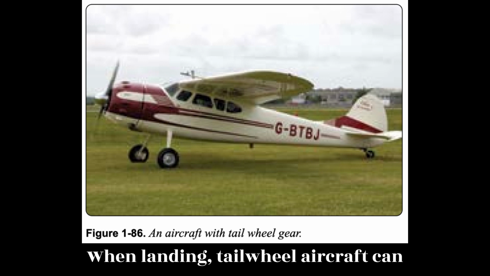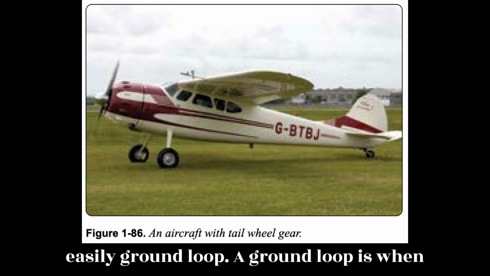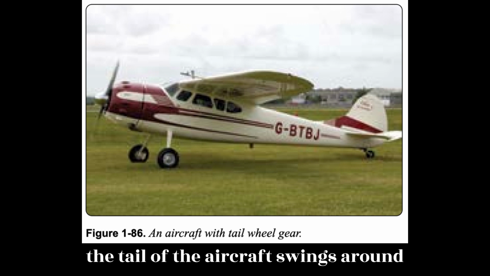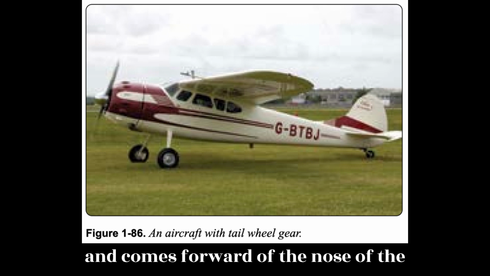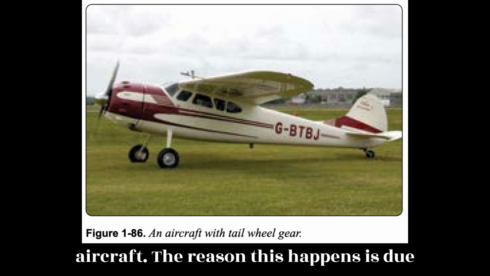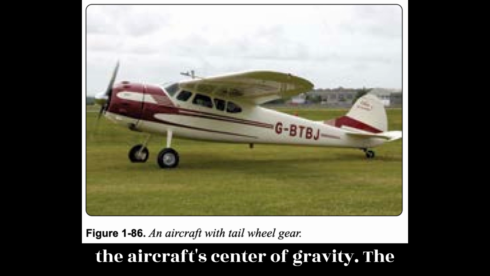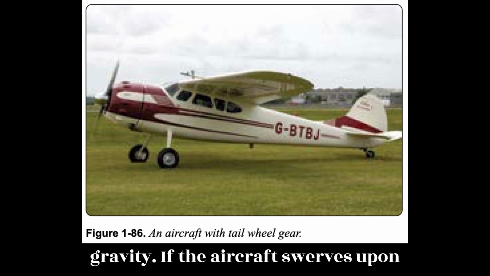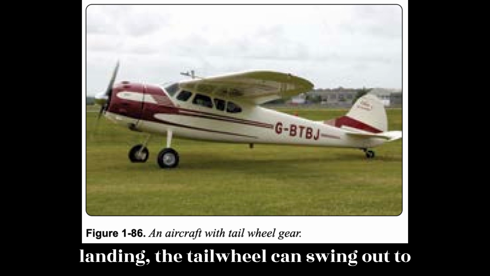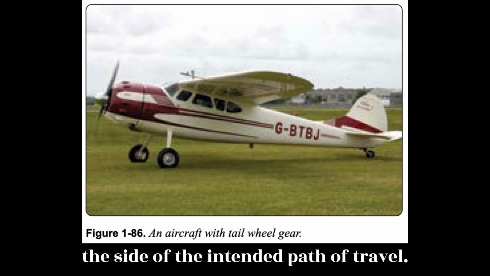When landing, tail wheel aircraft can easily ground loop. A ground loop is when the tail of the aircraft swings around and comes forward of the nose of the aircraft. The reason this happens is due to the two main wheels being forward of the aircraft's center of gravity. The tail wheel is aft of the center of gravity. If the aircraft swerves upon landing, the tail wheel can swing out to the side of the intended path of travel.